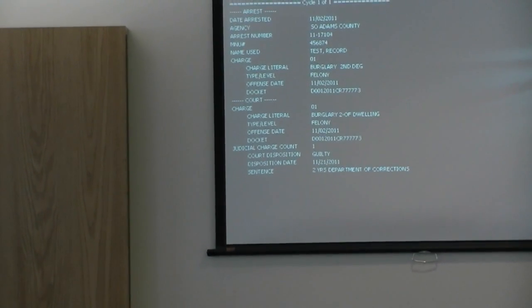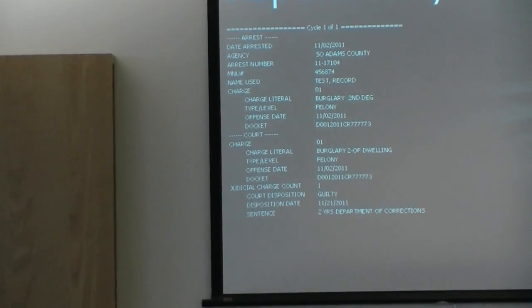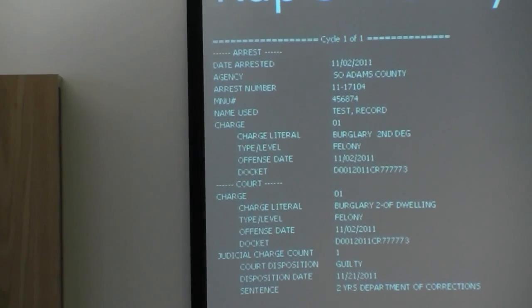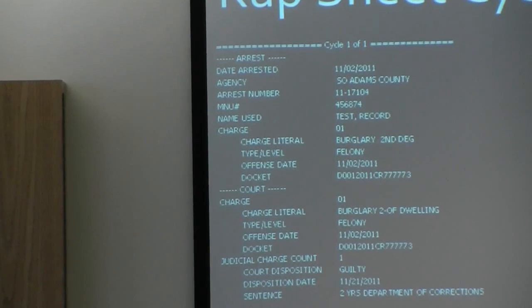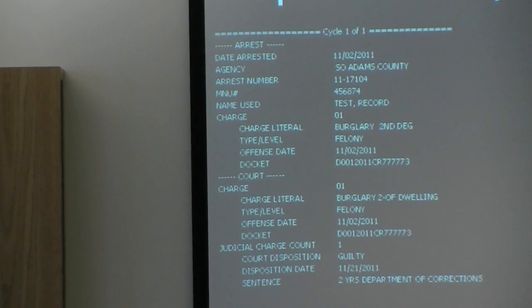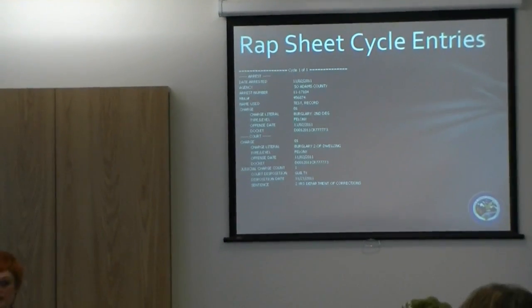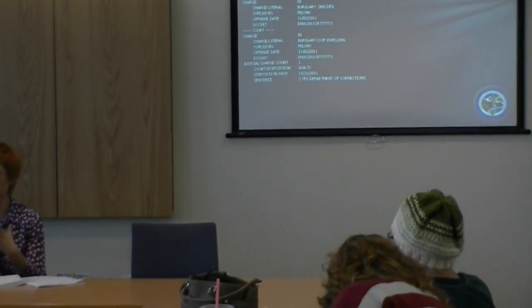It should show, again, the felony or misdemeanor, whatever they were charged with. And it'll show the court disposition. In this case, this person was found guilty of second-degree burglary of dwelling. The disposition date, which is the date they were found guilty, and then the sentence, they got 2 years Department of Corrections. The court stuff may or may not be part of the cycle, but if you see it, that's because they went to court and they were found guilty, and that's what that means.